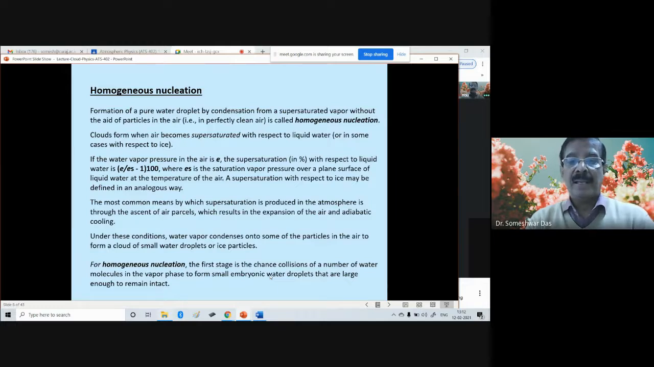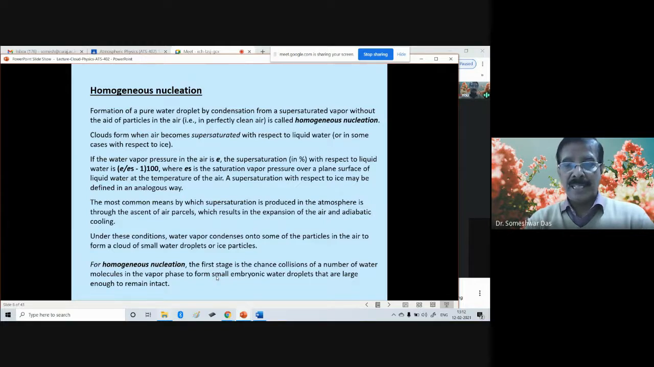clean. That process by which very tiny water droplets form because of the presence of the embryonic water droplets is called homogeneous nucleation. Or you can say the water molecules, having very small size, can allow the condensation to take place on themselves, rather than on any foreign particles. So this is what is called homogeneous nucleation.